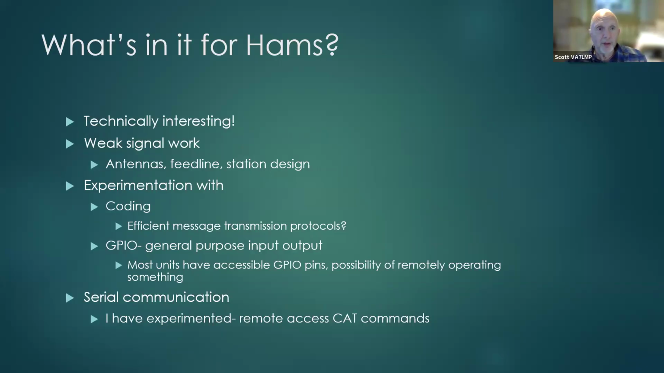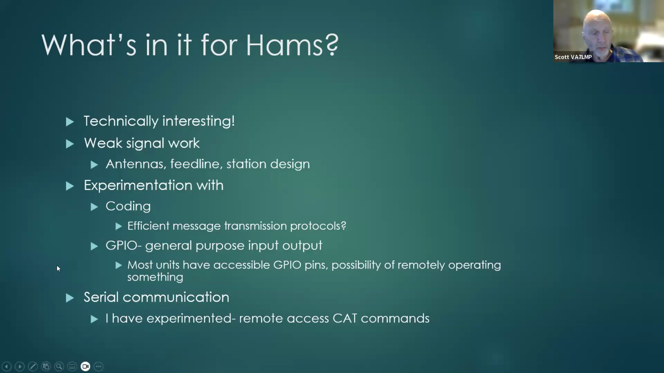It's not just a plug and play kind of solution. This is truly weak signal work, right? So that means we have to muck around with antennas. We've looked at, I think Larry has a Yagi. I've got a couple of sector antennas that I bought for other reasons. I've played around with feedline, LMR 400. I've got a little section of LMR 600. You can experiment with coding. Maybe there's a more efficient way to transmit messages.